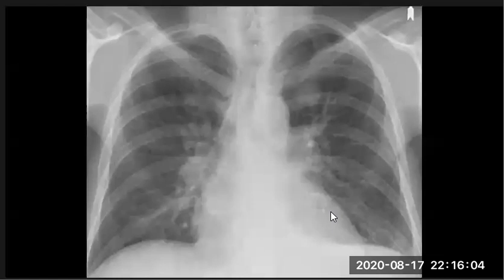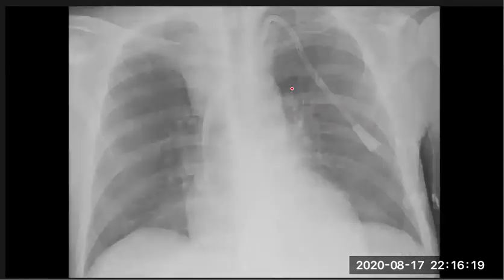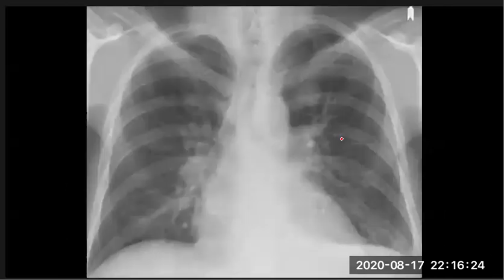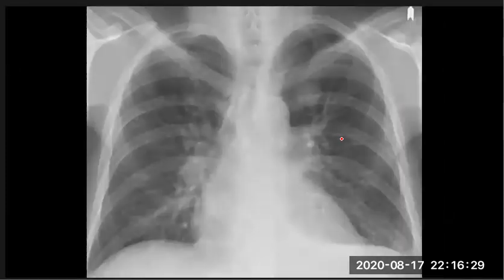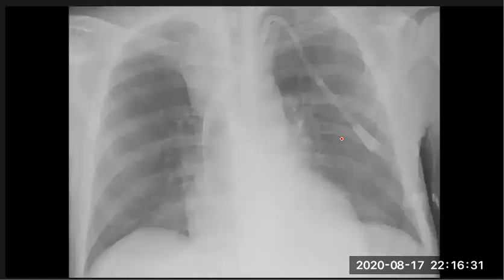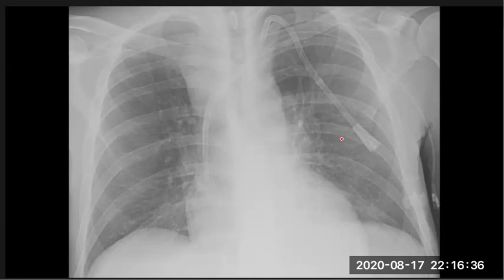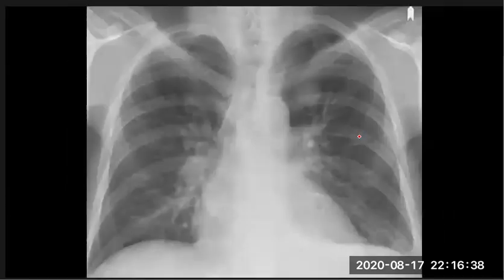Okay, this case, we have that central line. And this is after 12 hours for this patient. What is the difference? Anyone? What is the difference between the first one and the second one?